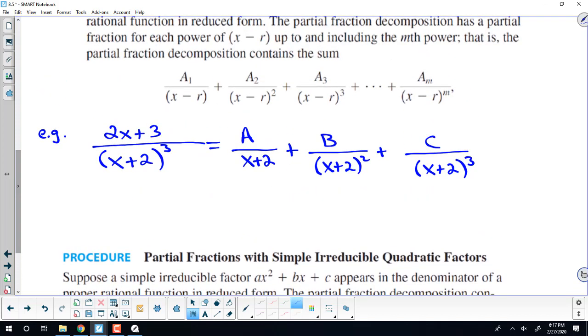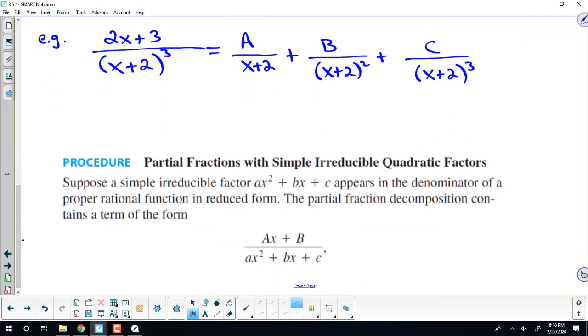Usually we don't see more than like 3 or 4 of these things, because if you had A1 all the way through A12, you've got 12 unknowns to solve for. So you have to have 12 equations to solve for 12 unknowns, and it can get pretty tedious to do things outside of 3 or 4 terms.